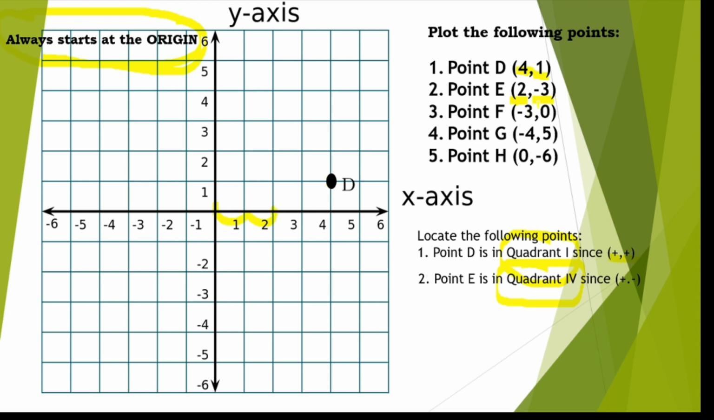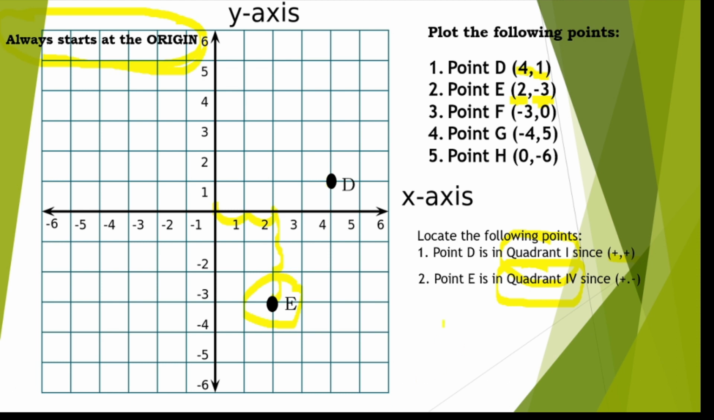Then identify the value of the y coordinate, negative 3. What does it mean? It means that we're going to move 3 units downward. 1, 2, 3. And then plot the given point. Alright. And then denote letter E. So, this is now our point E.